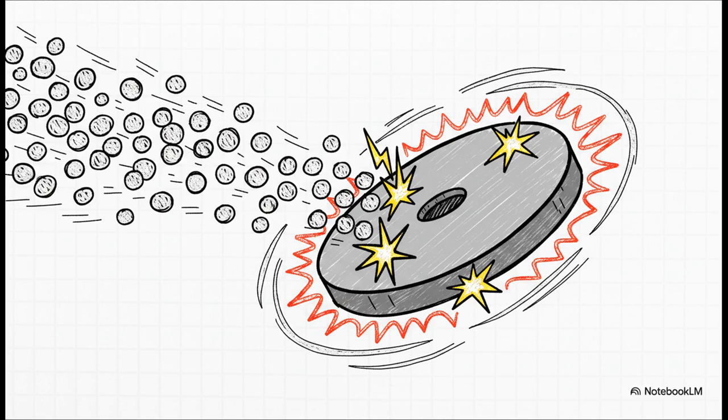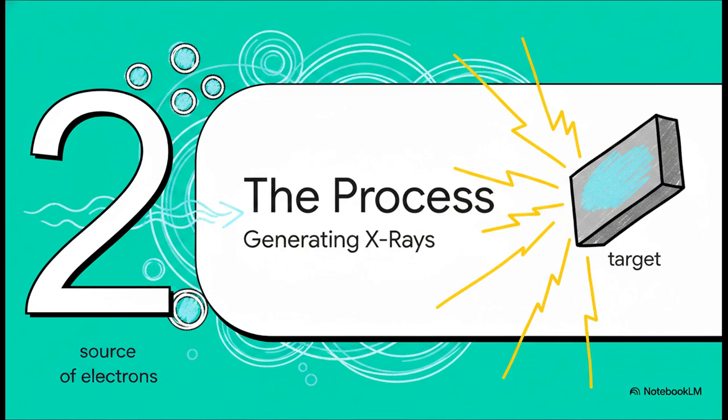And here's the crucial part. This whole process is incredibly inefficient. Get this, over 99% of the energy from those electrons becomes pure heat, not X-rays. To deal with that intense heat, a lot of anodes actually spin at incredible speeds, sometimes up to 10,000 RPM, just to spread out that thermal load and stop the target from melting into a puddle. So, we've got our components, right? We have a source of electrons and a target. Now, let's move on and see how this all builds into a system that can actually generate X-rays.